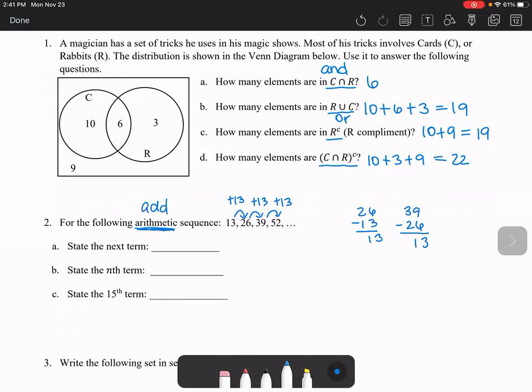So if we're adding 13 every time, then the next term is going to take 52 and add 13, which gives us 65. And then we need to find the nth term.